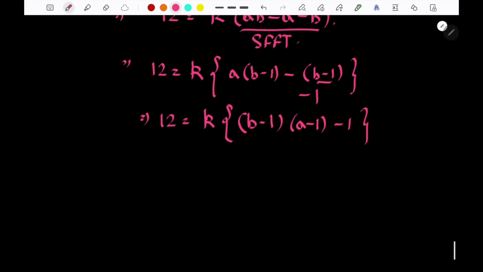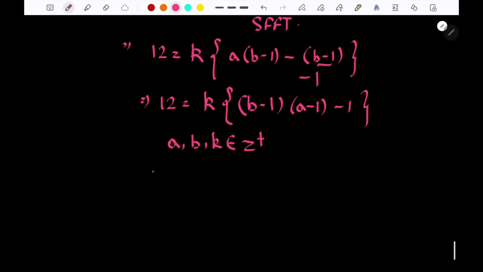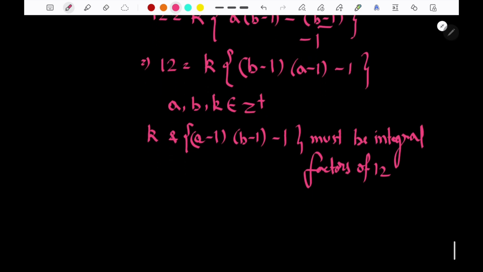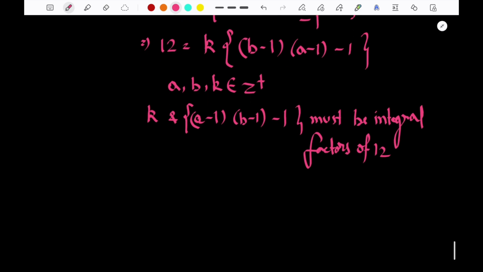Now basically one thing, A, B, K, these are positive integers. Again what we can say, K and A minus 1 into B minus 1 must be integral factors of 12. So if these are integral factors of 12, then we can find using the cases what are the possible values that can be taken.